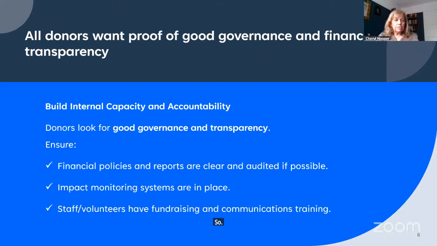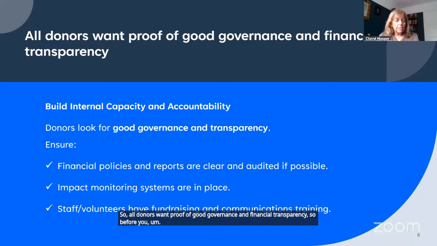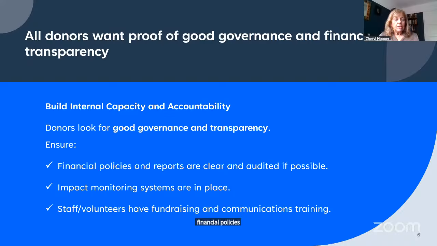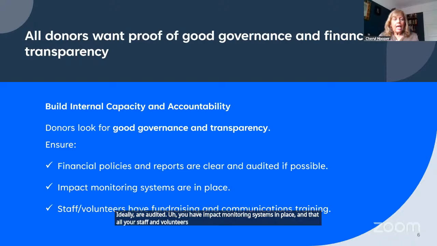So all donors want proof of good governance and financial transparency. So before you start looking at your fundraising strategy, you need to make sure that you have the appropriate financial policies and reports that you are able to report to donors, and that your accounts ideally are audited. You have impact monitoring systems in place, and that all your staff and volunteers have appropriate training, and that you're confident in their ability to do the job.